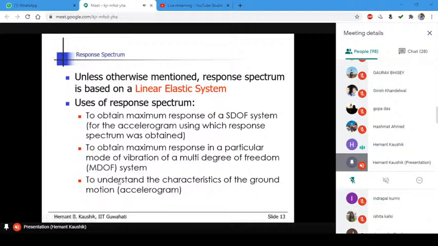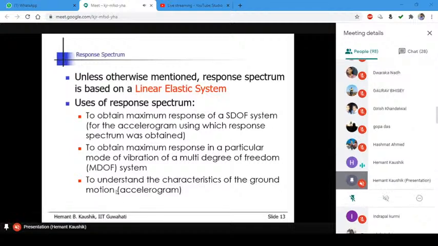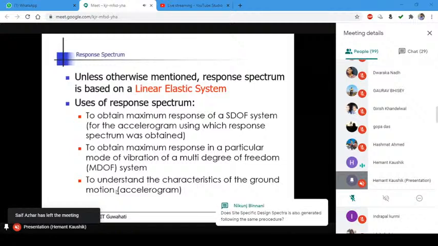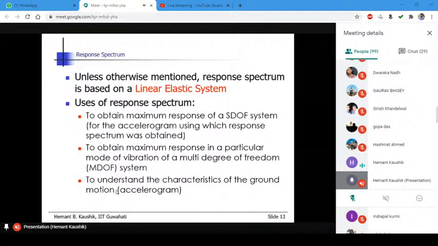Third is to understand the characteristics of the ground motion. The response spectrum also gives you some characteristics of ground motion, for example, peak ground acceleration. Looking at the response spectrum, you can tell this is the peak ground acceleration. Then how was the acceleration, in the sense that what is the plateau? I will discuss this later when we discuss the design response spectrum. How much is the plateau? How much is the amplification from zero time period to the time period up to which it increases? These are the things we can check.